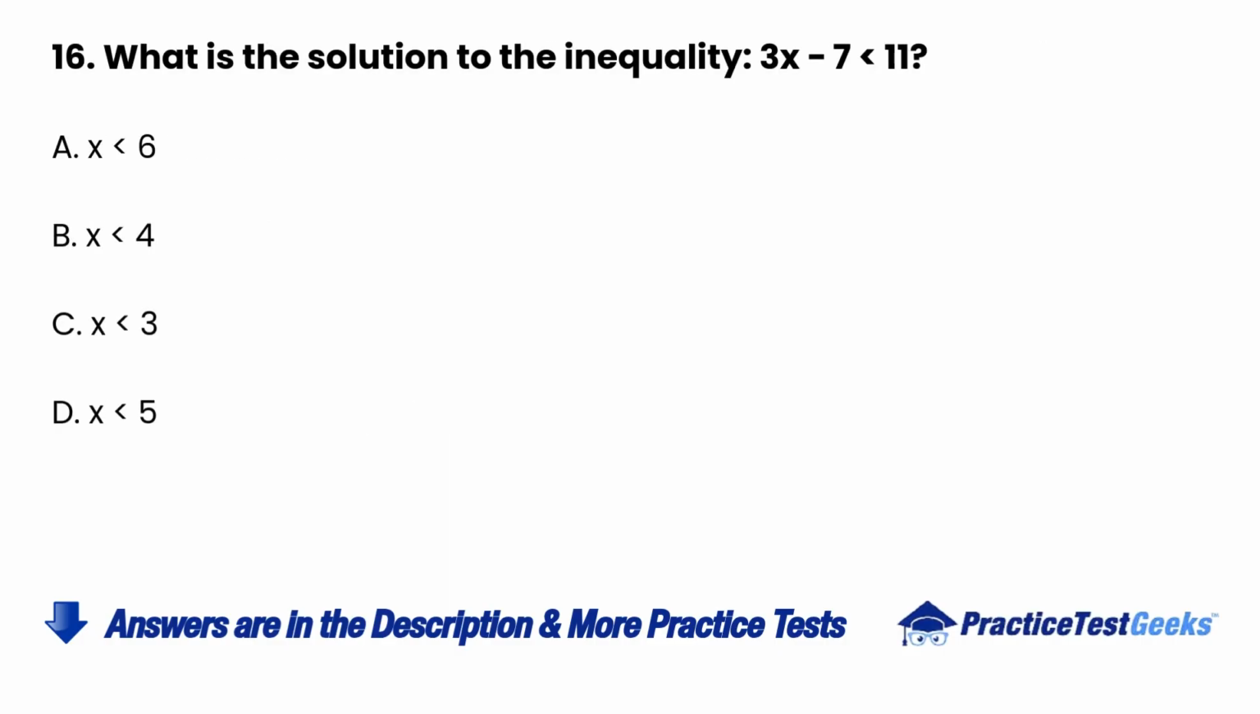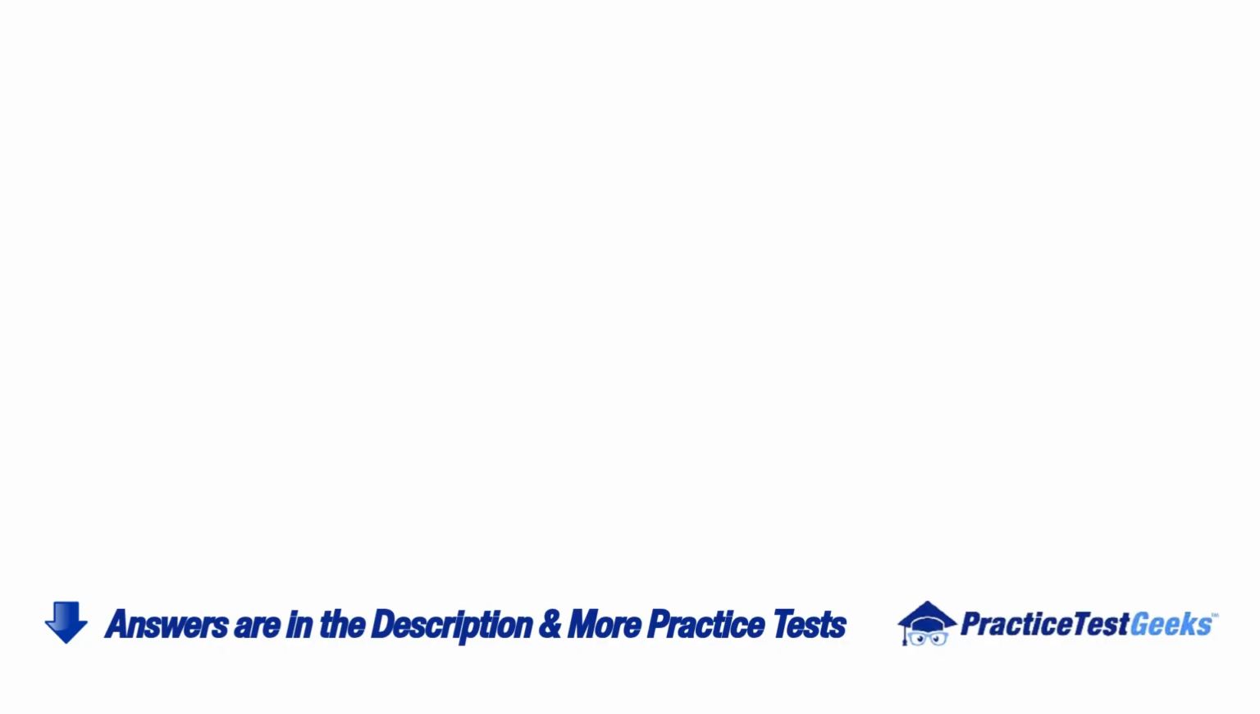16. What is the solution to the inequality 3x minus 7 less than 11? A. X less than 6. B. X less than 4. C. X less than 3. D. X less than 5.